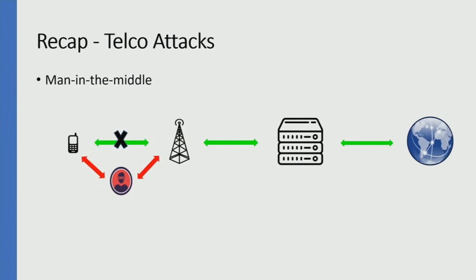The second type is man in the middle, where an attacker sits between the phone and the base station, trying to relay the traffic between them.